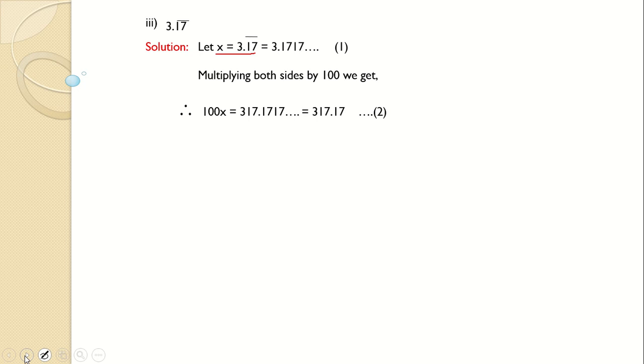So we will get 100x is equal to... the decimal point will shift two places this side because we are multiplying by 100, right? So that will become 317.171717, so 317.17 bar, because that 17 is recurring. So we got our statement number 1, we got our statement number 2, subtracting statement number 1 from 2. So I will get 100x minus x is equal to 317.17 bar minus 3.17 bar.